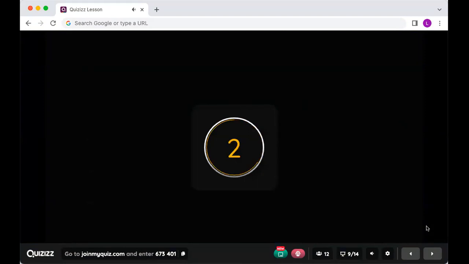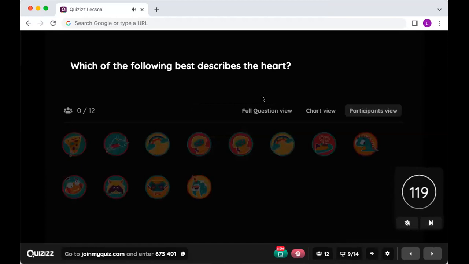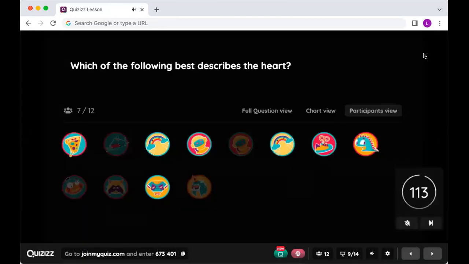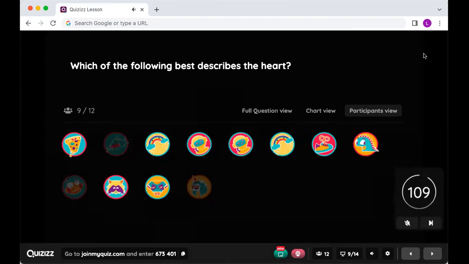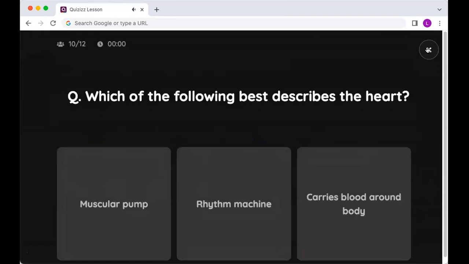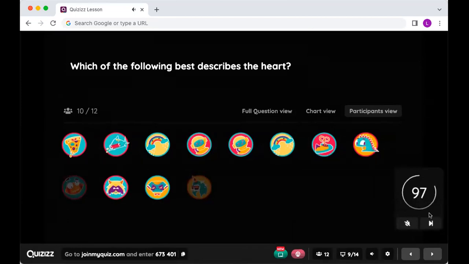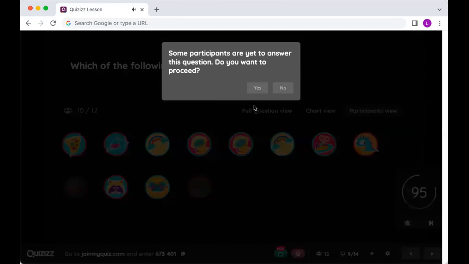Next question in 3, 2, 1, go. Which one of the following best describes the heart? You know that the heart always pumps, pumps, pumps, right? Then we know that the heart is a muscle that does squeezing and squeezing so that the blood flows around our body. So with that, I think everyone should get the right answer.